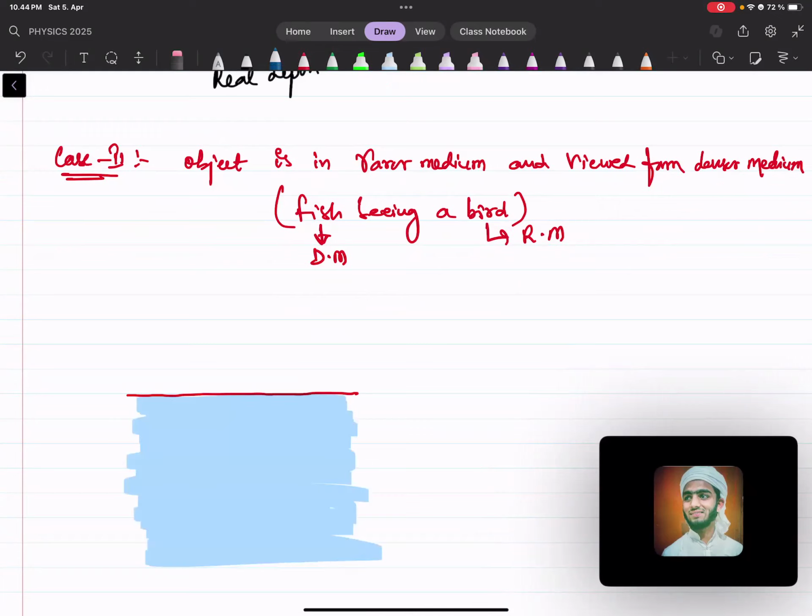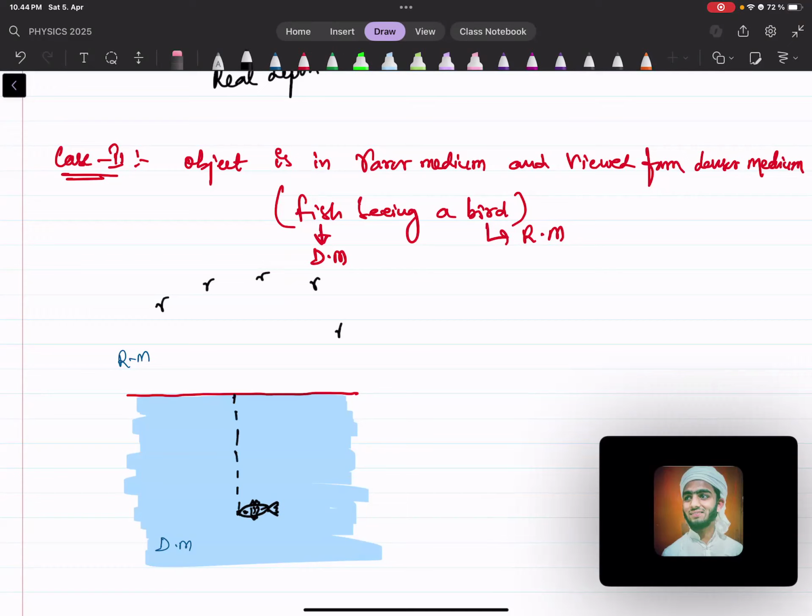This is your denser medium. This is your rarer medium. In the rarer medium, the bird is present like this. When I'm seeing the bird right now, say for example, this is the eye of the fish. This fish is seeing the bird. So when the fish is seeing the bird, it appears to be nearer or farther.